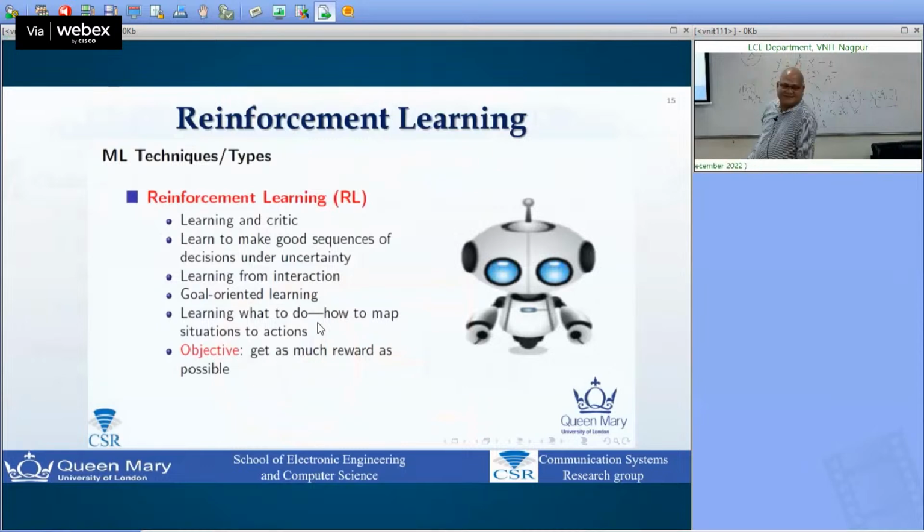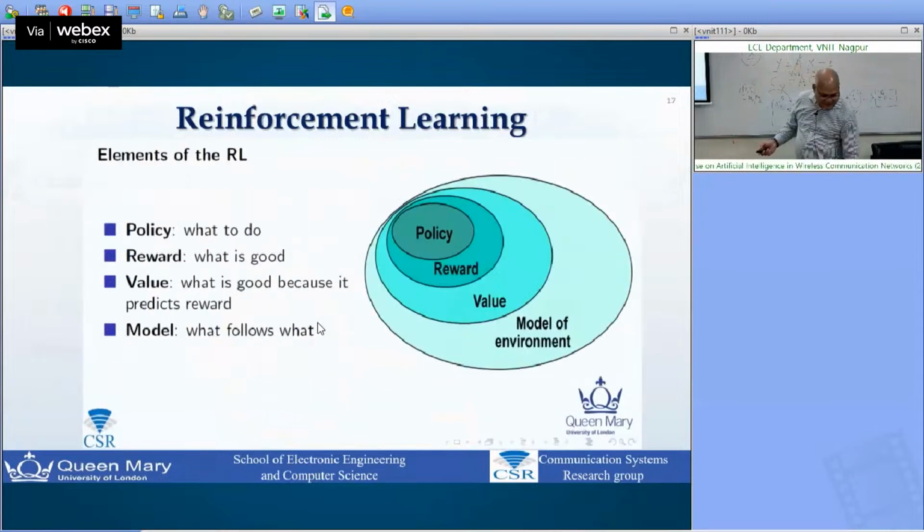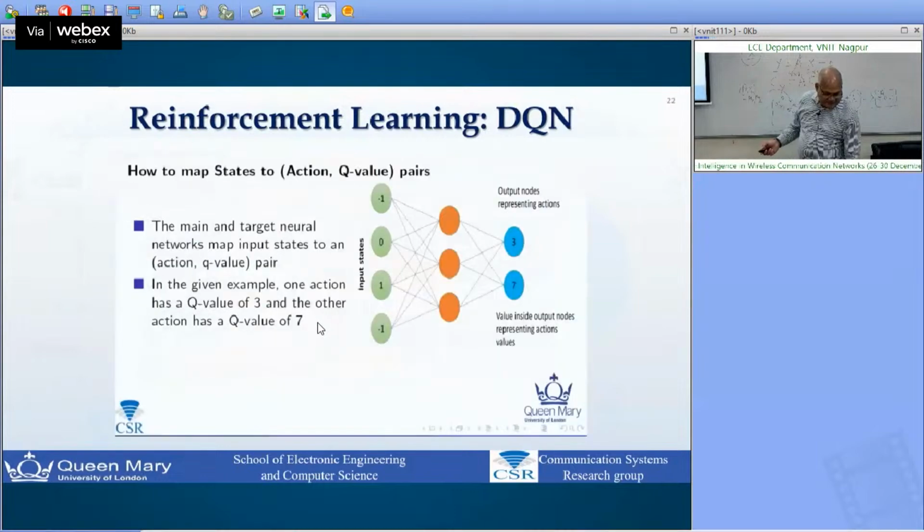The 13 parameters are not the observation. I will explain in the next few slides what observations are made. The 13 parameters are going to be the action. The observation is different. I will explain in the next slide what are the observations and what are the actions.